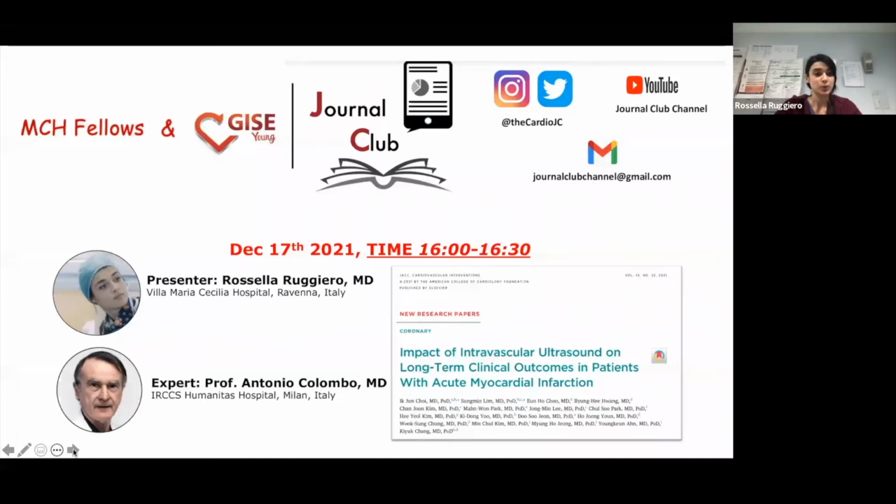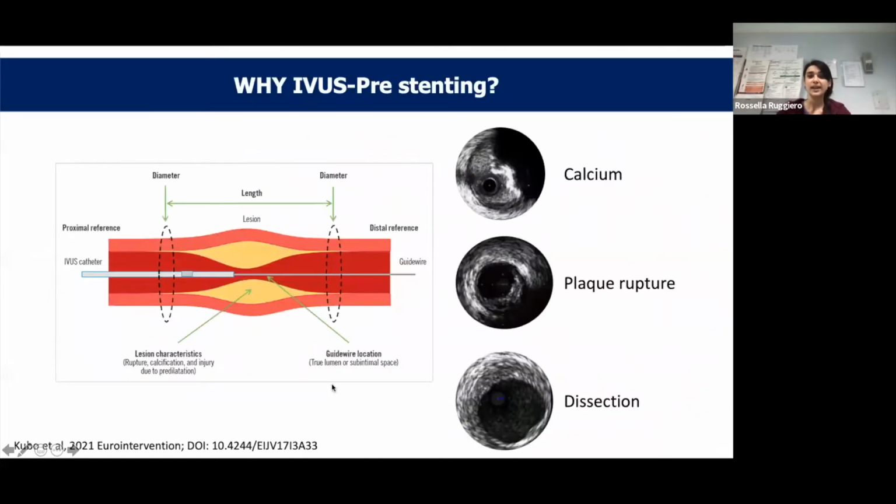So let's start with the background. Why is IVUS important in pre-stenting treatment? IVUS is one of the most used imaging tools during PCI, because it is able, as you can see, to evaluate the lesion, the length of the lesion, the diameter, both distal and proximal of the vessel, and also to evaluate the characteristics of the plaque.